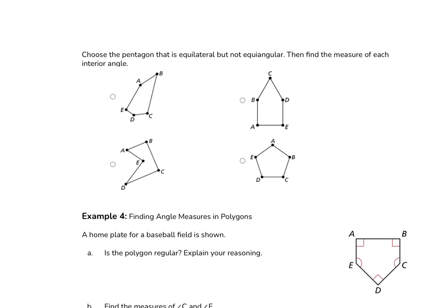Okay, on this one here, we have 4 different pentagons. I want to identify the one that is equilateral, but not equiangular. Okay? So first of all, is this one here equilateral? Just off of looks. Does it look like all 5 sides are the same length? No. Okay? This side here definitely doesn't look the same as like BC. Okay? So this is not an equilateral pentagon. So I'm going to cross it out. Okay? And I'll just say not equilateral.